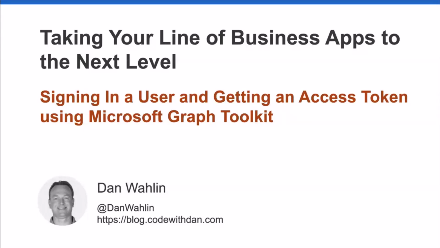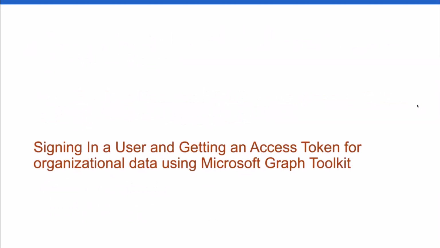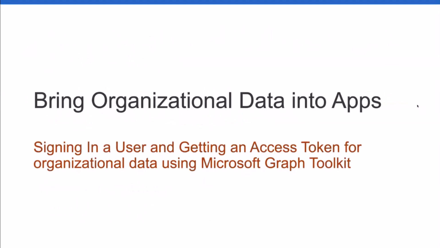So let me dive on in here. As mentioned, on this one we're focused on three main pillars that could take your apps to the next level. One of those is AI, which you'll see in a moment. The next one is communication. And the third one is bringing organizational data where your users are working every day. And we're talking more custom apps here.